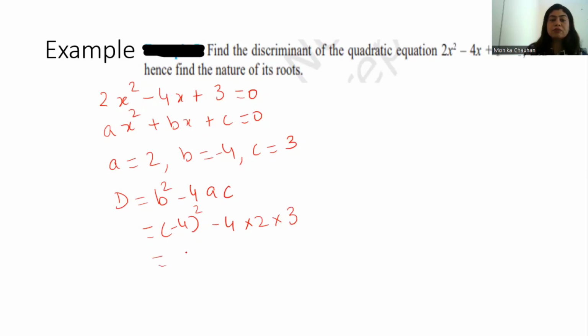So minus 4 square means minus 4 into minus 4, which is 16. Now 4 times 2 is 8, 8 times 3 is 24. Now tell me what answer you got. You got minus 8. Is D greater than 0 or less than 0? It is less than 0. So what is the nature of the roots? No real roots.